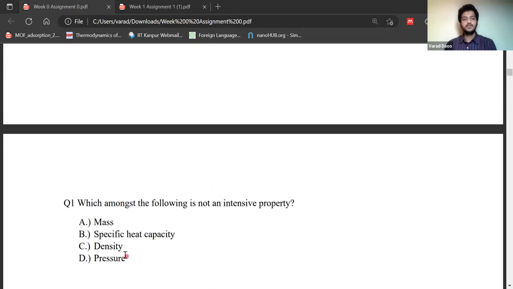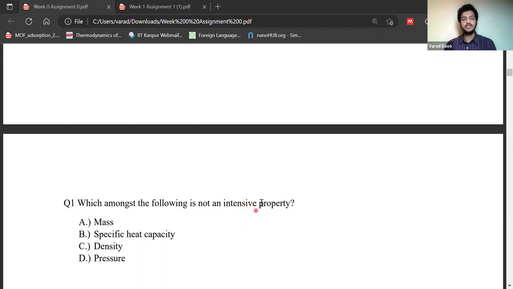The first question which we are going to discuss is: which among the following is not an intensive property? We have 4 options, and out of these 4 options, one option is correct. It's a single MCQ type of question in which only one option is correct. Remember, it's not an intensive property. That means we do not want an intensive property, we want a property which is not intensive.